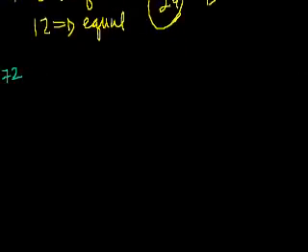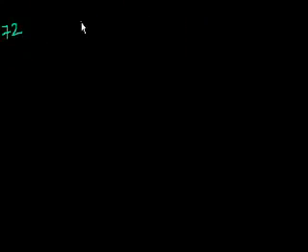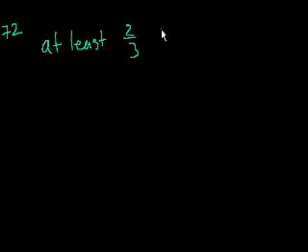Problem 72. At least 2/3 of the 40 members of a committee must vote in favor of a resolution for it to pass. What is the greatest number of members who could vote against the resolution and still have it pass? So essentially they're asking, what is the least number we need to have it pass? And then 40 minus that is the greatest number that could vote against it.